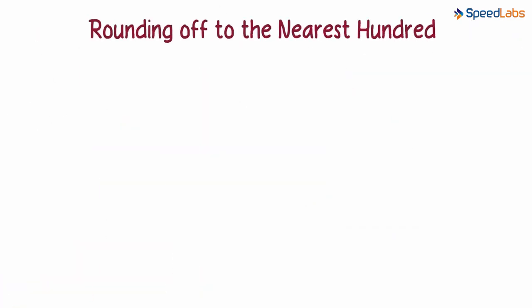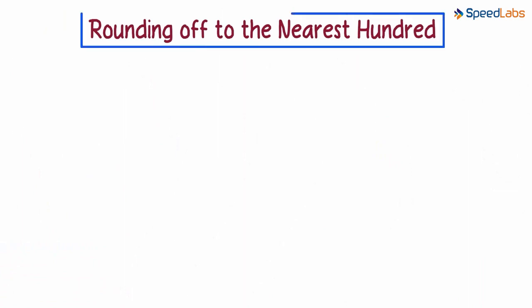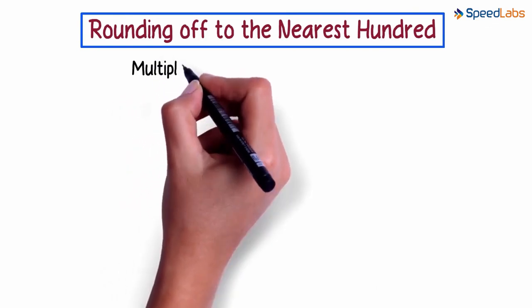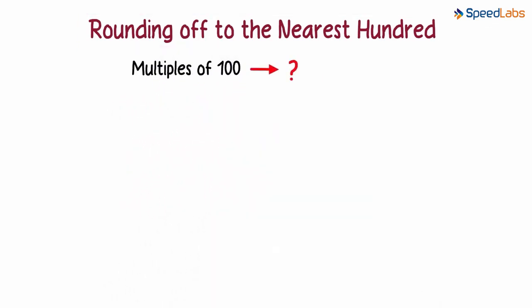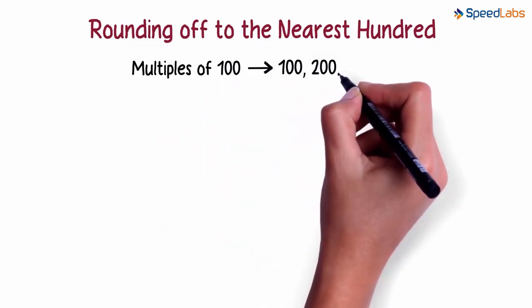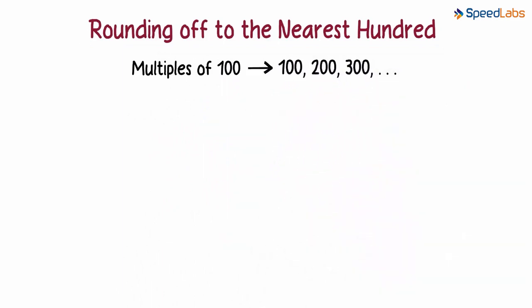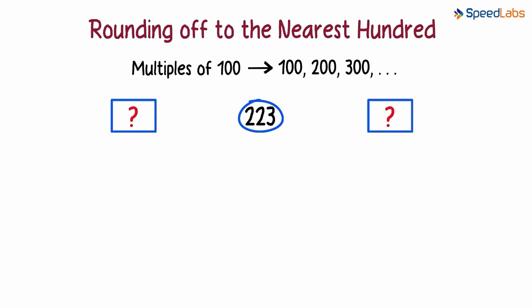To understand this, there's only one thing we need to know, and that's multiples of 100. What are the multiples of 100? Yes, they are 100, 200, 300 and so on. So let's say we want to round off the number 223 to the nearest 100. At this point, we need to ask ourselves one simple question. This number lies between which two multiples of 100? Yes, it lies between 200 and 300.